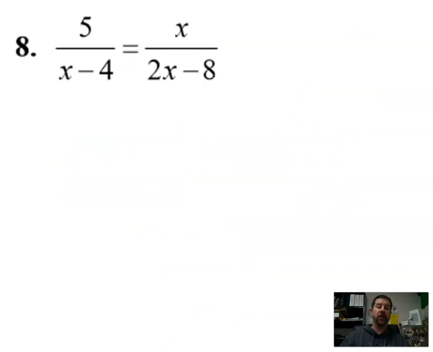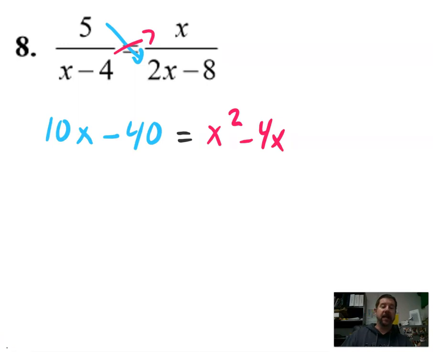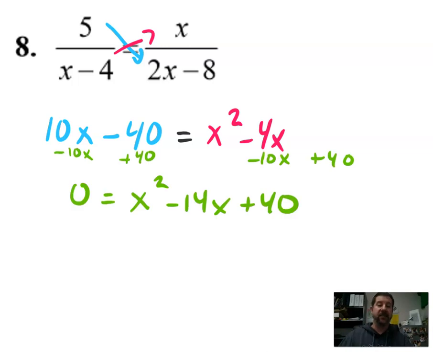All right, next one. We got a proportion. Let's cross multiply. 5 times 2x minus 8 gives us 10x minus 40. x minus 4 times x gives us x squared minus 4x. Again, we have the x squared, so we have a quadratic, and we must set it equal to 0. Always move everything to the x squared side. So if we subtract 10x from both sides and add 40 to both sides, I get 0 equals x squared minus 14x plus 40.